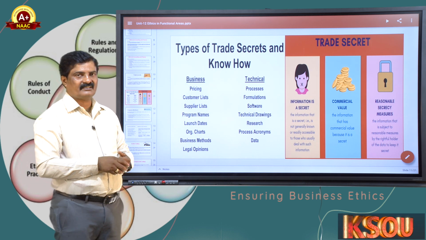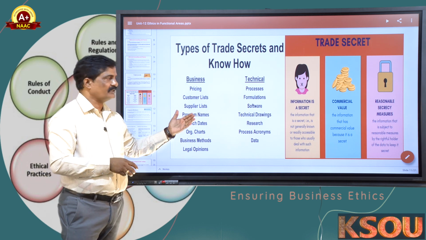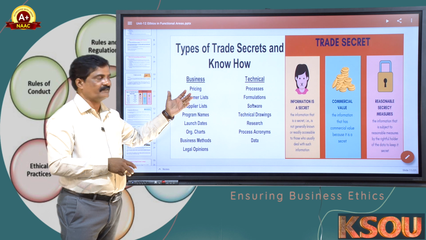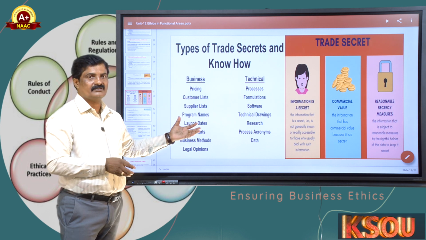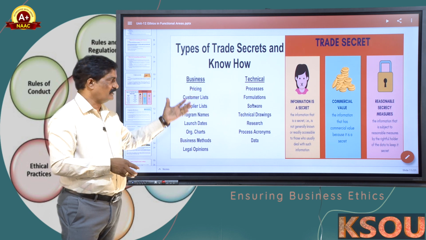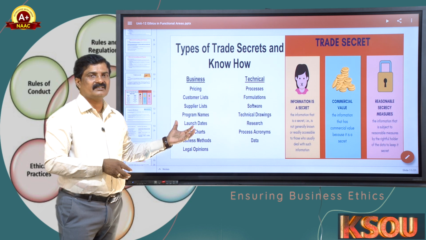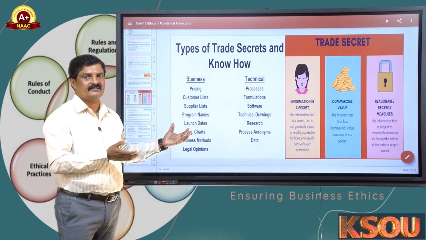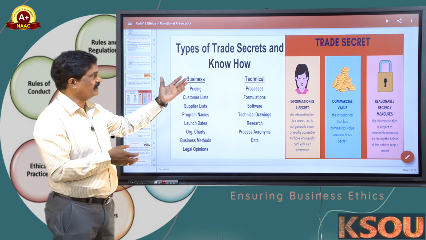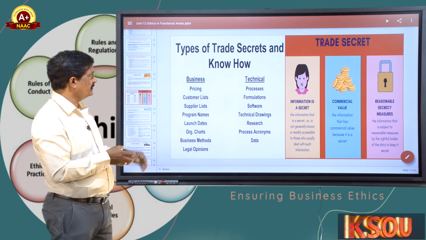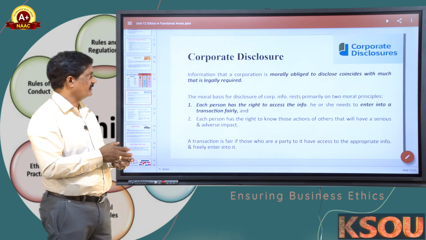And some technical issues. If you are launching a new product, developing new software, designing new technical drawings, or going for new research where you have found something else, it is not supposed to be shared with anybody. So these are the different types of trade secrets.